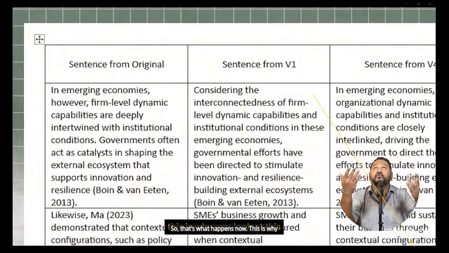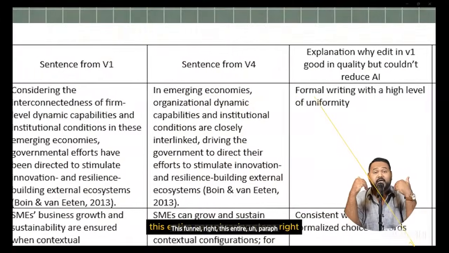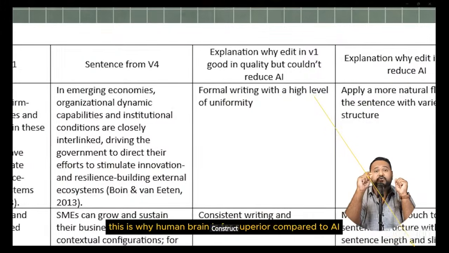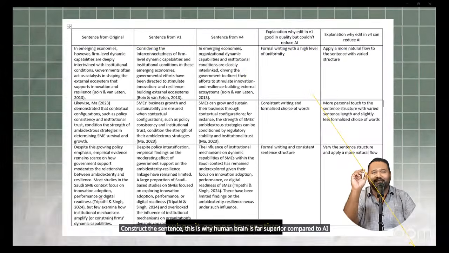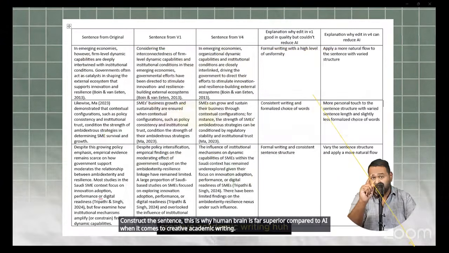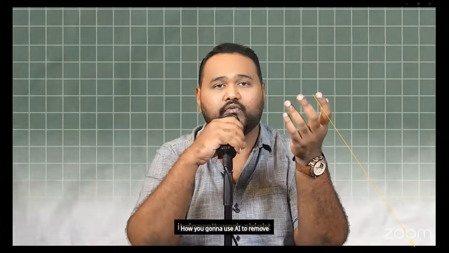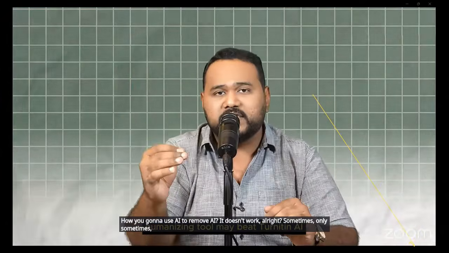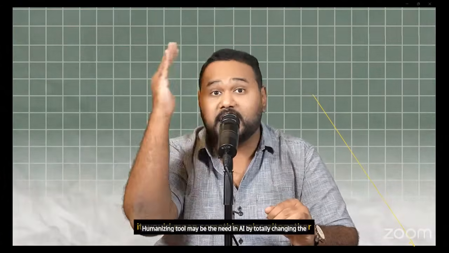This is why you look at this funnel, right? This entire paraphrasing process, how we construct the sentence. This is why the human brain is far superior to AI when it comes to creative academic writing. At the end of the day, a humanizing tool is still an AI tool, guys. How are you going to use AI to remove AI? It doesn't work. Sometimes, only sometimes, a humanizing tool may beat Turnitin AI by totally changing the context. It would mean something else altogether.